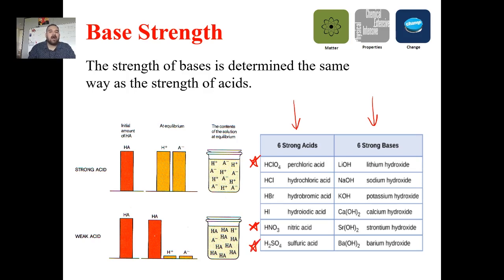But if I were you, I would write these all down. You don't need to write their names, I would just write their formulas. Strong acids and strong bases, I would write them down. That way you know if it's not one of these, it's got to be a weak acid.